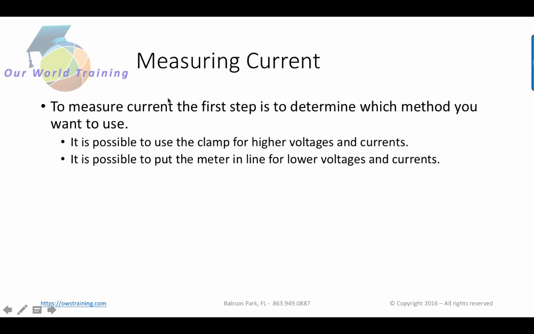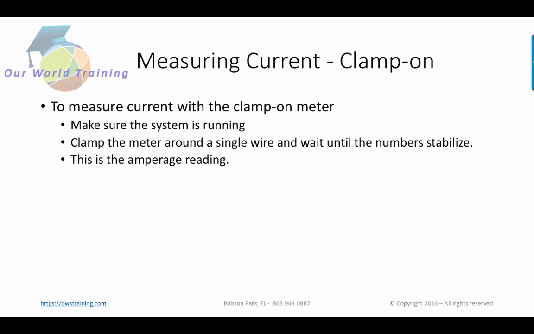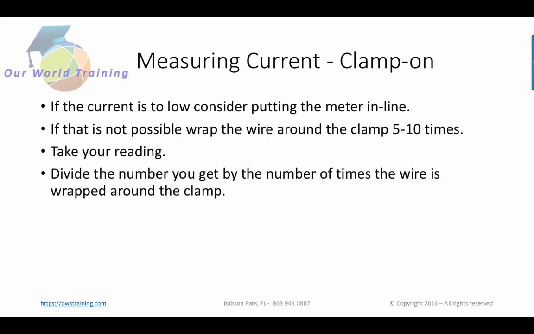To measure current, first step, you have to figure out which method you want to use. Okay, it's possible to use the clamp for higher voltage and currents. It's also possible to put a meter in line for lower voltages and current. Okay. To measure current with the clamp-on portion of your meter, and I'll show you an example in a minute, make sure the system is running. Clamp the meter around a single wire and wait for the numbers to stabilize. That's your amperage reading.